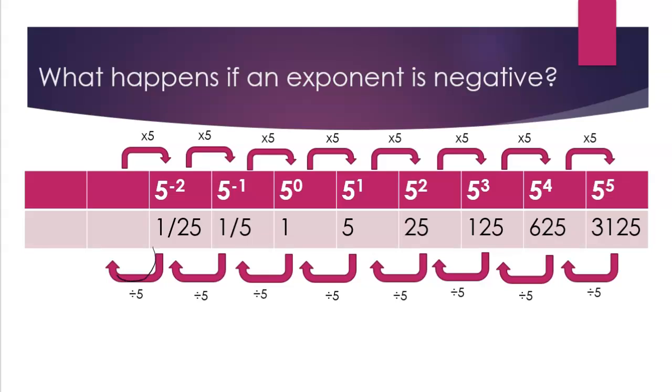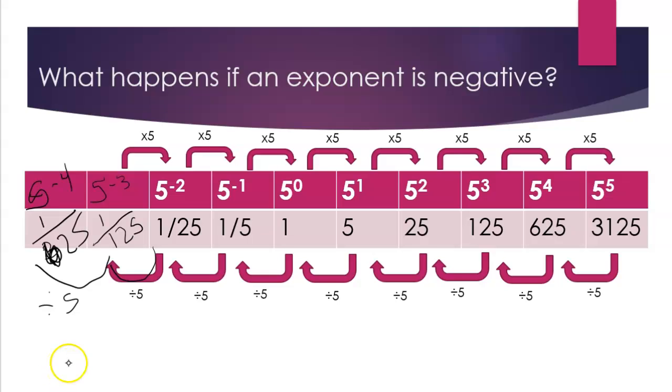So if we divide by 5 one more time, 5 to the negative 3 is 1 over, see, 25 divided by 5 is 125. Let's do it again. Divide by 5 again. 5 to the negative 4 is 1 over 3,000. No, I'm just kidding. 625, right? Do you see the pattern?